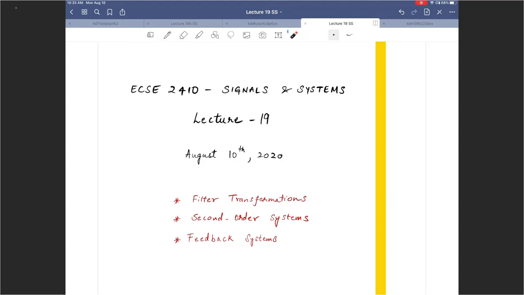So today we'll start talking about filter transformations. Then we'll move on to second order systems. And then one of my favorite topics for the course, the feedback systems.